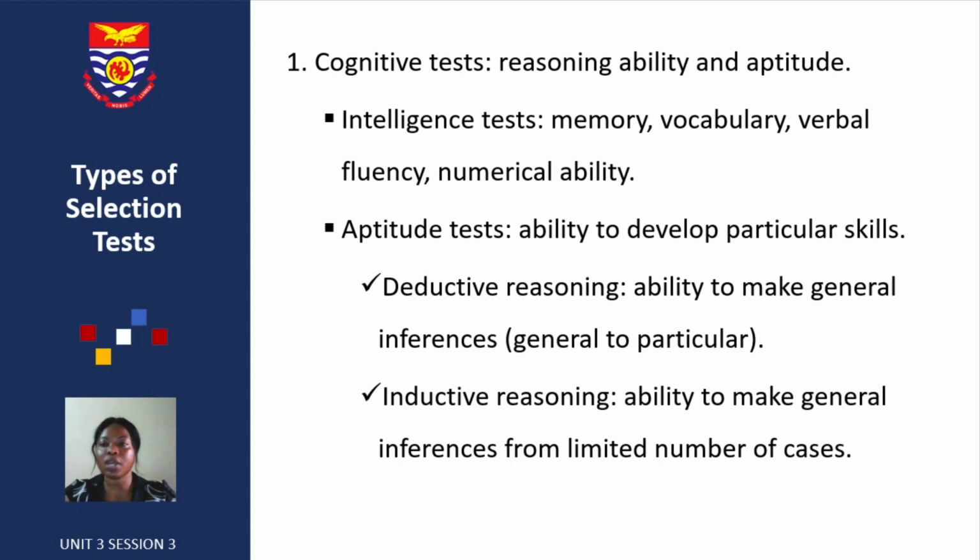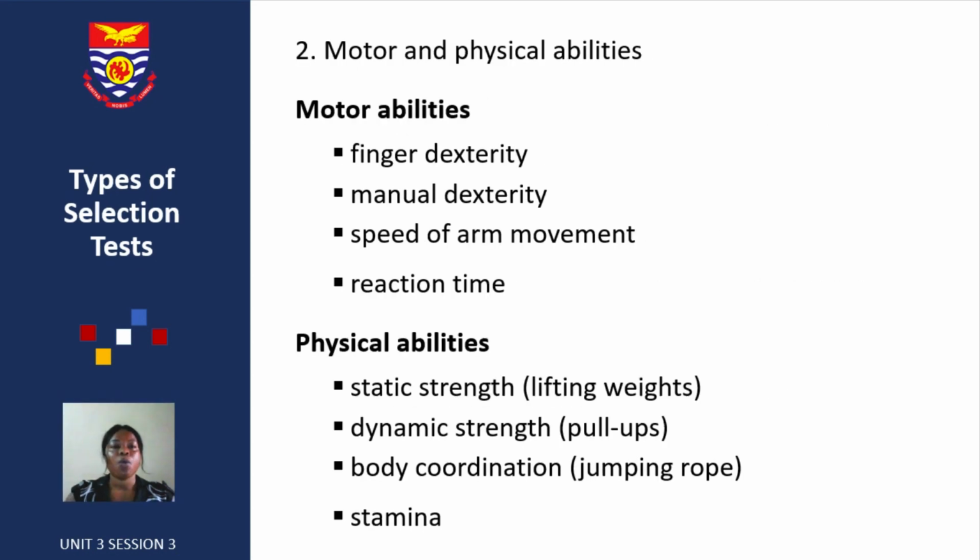Thank you. So now we go to the next slide, where we are going to talk about motor and physical abilities as a type of selection test. So here, your finger dexterity, plainly, it means skill. So what are the finger skills you have? The manual skills you have, your speed of arm. When you talk about mobility, your ability to move is what we mean by mobility. So your reaction time, when something happens, how quick are you to react?